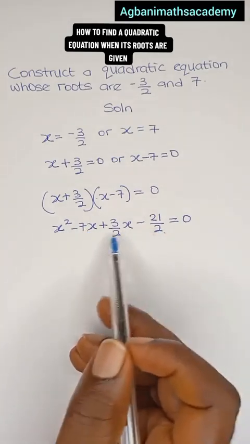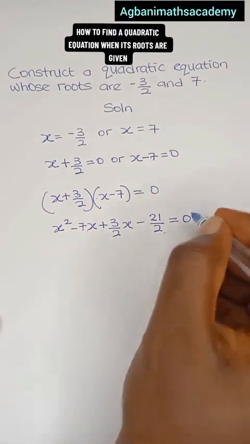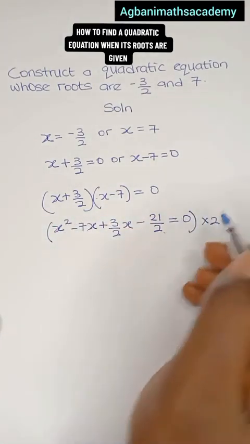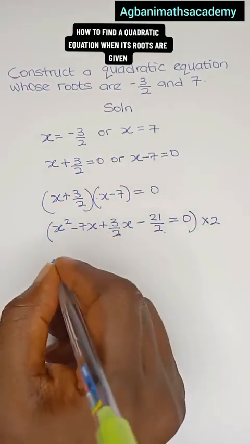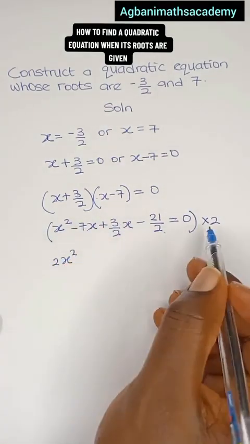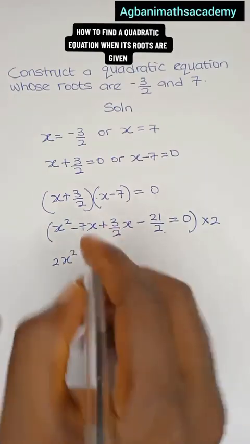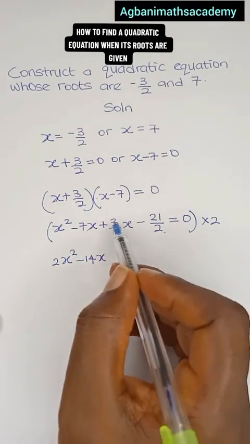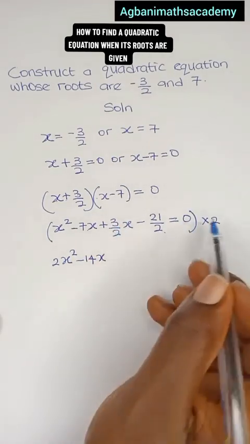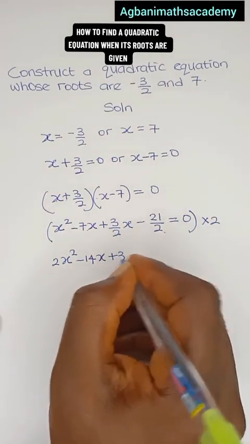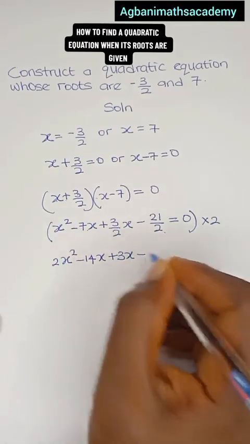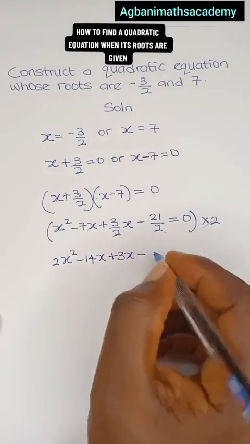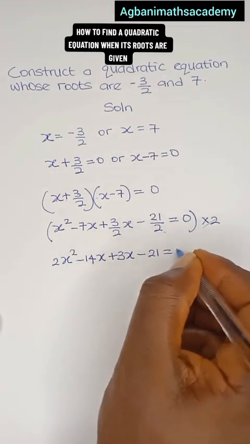In order to eliminate these two denominators, we multiply through by 2. Okay? So we multiply everything here by 2. 2 multiplied by x squared is going to give us 2x squared. 2 multiplied by -7x is going to give us -14x. 2 multiplied by 3 all over 2x, this 2 is going to cancel out this 2, so we have plus 3x minus 2 multiplied by 21 all over 2. 2 is going to cancel out 2, so we have 21 is equal to 0.